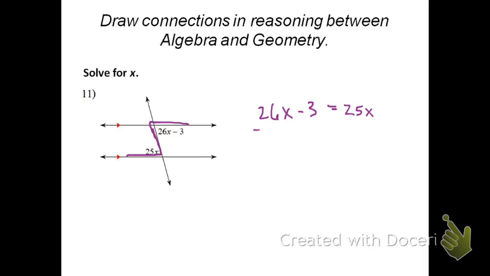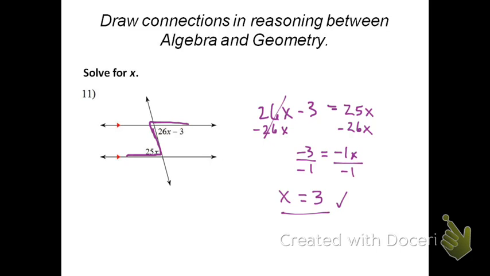In order to solve, let's subtract 26x from both sides, leaving us with negative 3 equals negative 1x. If we divide both sides by negative 1, we get x equals positive 3. Alright, so we found the value of x.